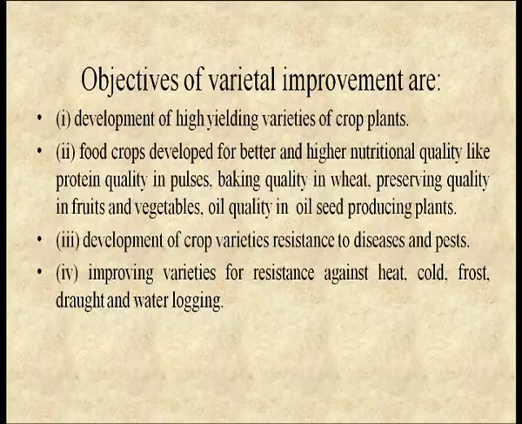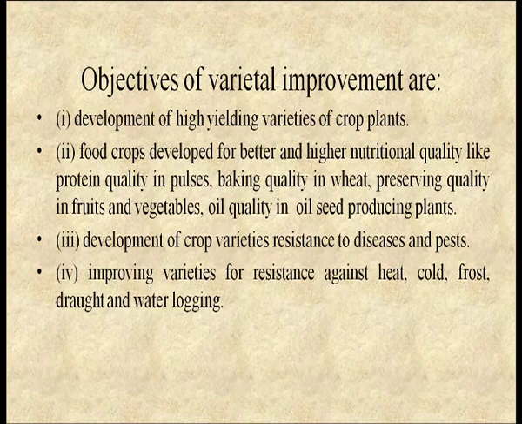Significant improvement in crop production has been achieved by using the conventional method of selection and plant breeding. Now, objectives of varietal improvement are development of high-yielding varieties of crop plants; food crops developed for better and higher nutritional quality, like protein quality in pulses, baking quality in wheat, preserving quality in fruits and vegetables, oil quality in oilseed producing plants; development of crop varieties resistant to disease and pests; and improving varieties for resistance against heat, cold, frost, drought and waterlogging.